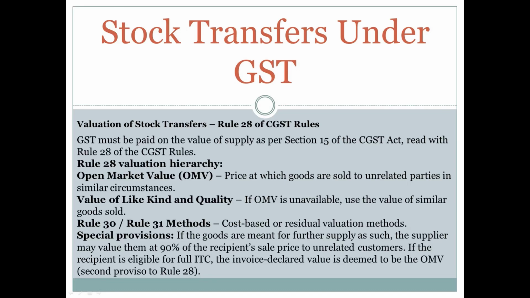Special provisions. If the goods are meant for further supply as such, the supplier may value them at 90% of the recipient's sale price to unrelated customers. If the recipient is eligible for full ITC, the invoice declared value is deemed to be the OMV. Second proviso to Rule 28.